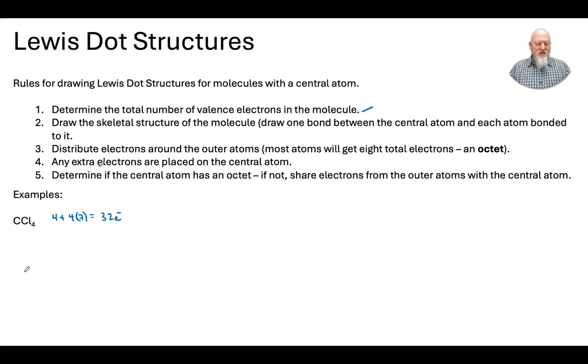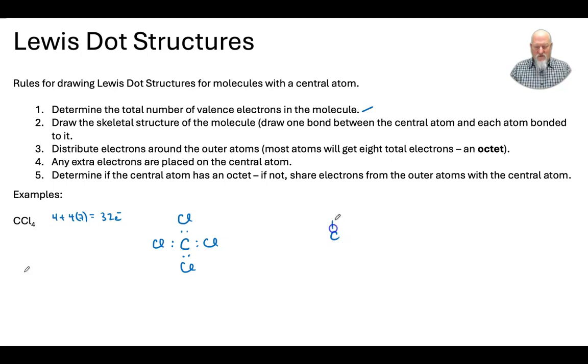Okay, and then it says draw the skeletal structure. Skeletal means I put the central atom, and I put all the other atoms around it, and I put one bond between each of them. So when we do that, we put the pair of electrons between the 2 atoms. A modified version of this is when you have a bond, we draw it as a line. And a line means 2 electrons because a bond is 2 electrons.